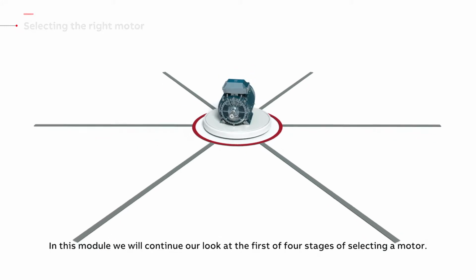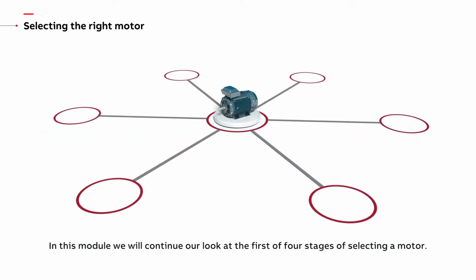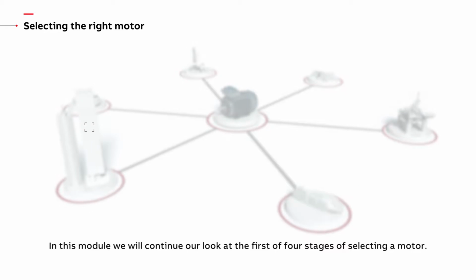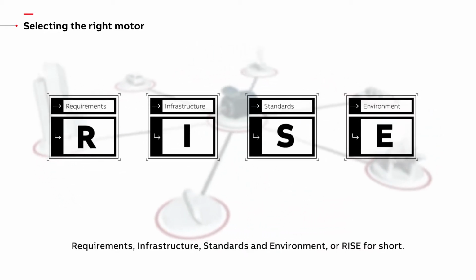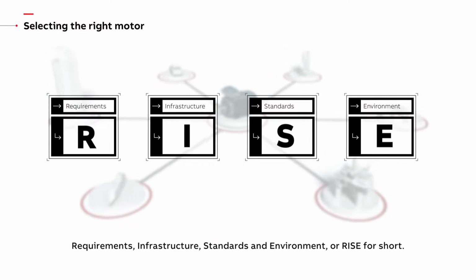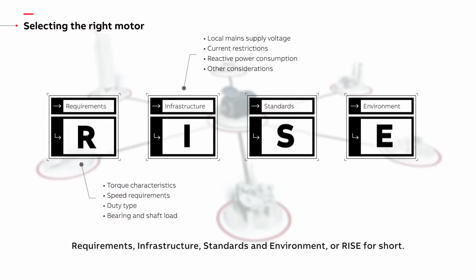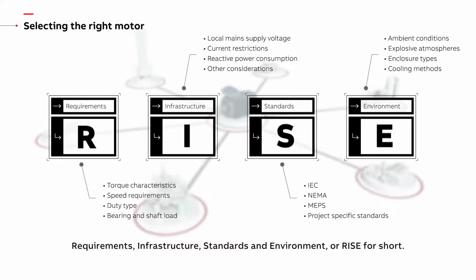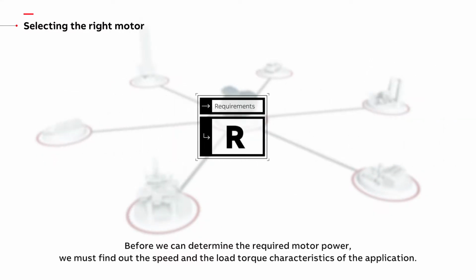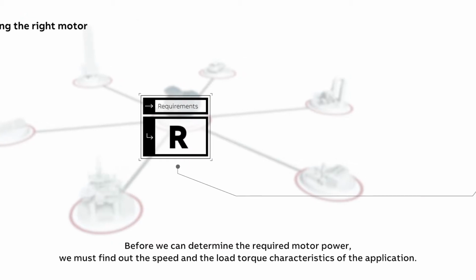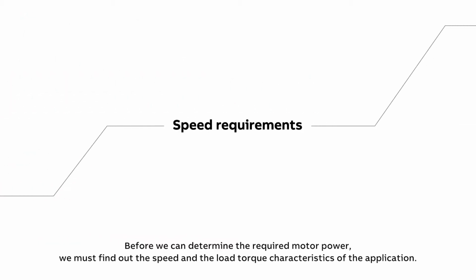In this module, we will continue our look at the first of 4 stages of selecting a motor: requirements, infrastructure, standards, and environment, or RISE for short. Before we can determine the required motor power, we must find out the speed and the load torque characteristics of the application.